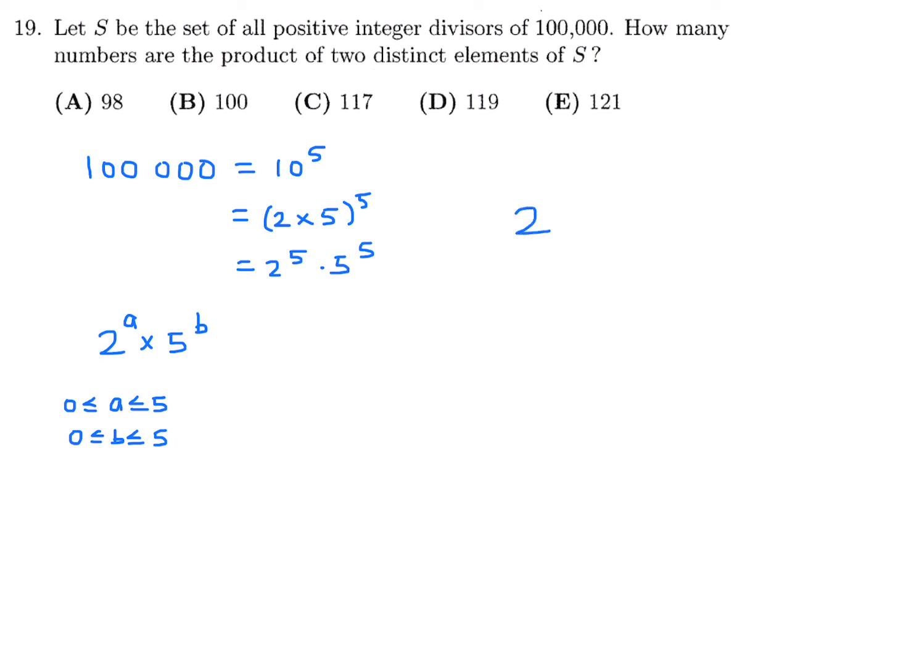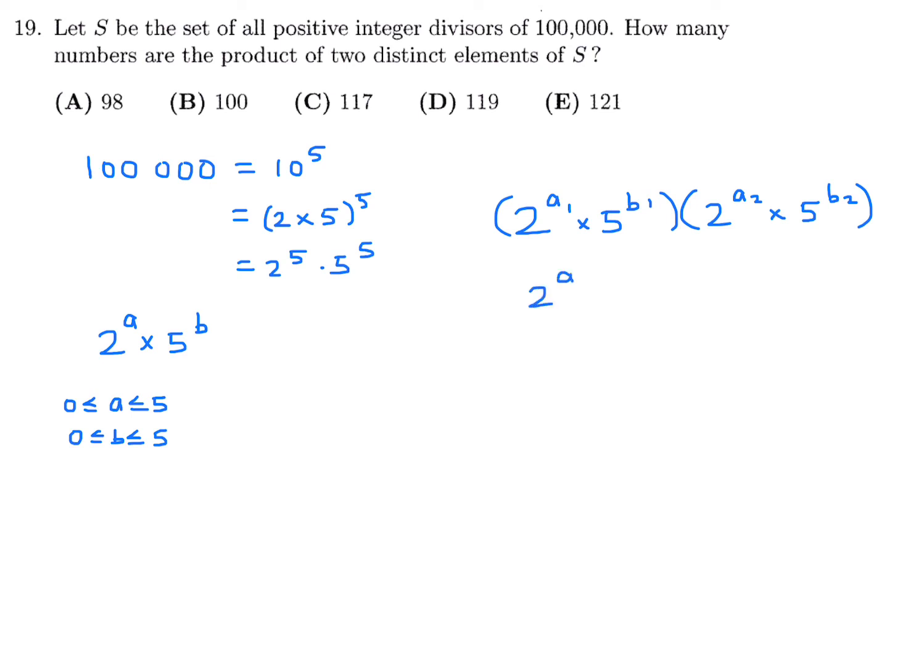So if I take two distinct ones, the first one I'll call 2 to the A1 times 5 to the B1. And then I'm taking a product, so the next one would be distinct, so it's going to be 2 to the A2 times 5 to the B2, like that.